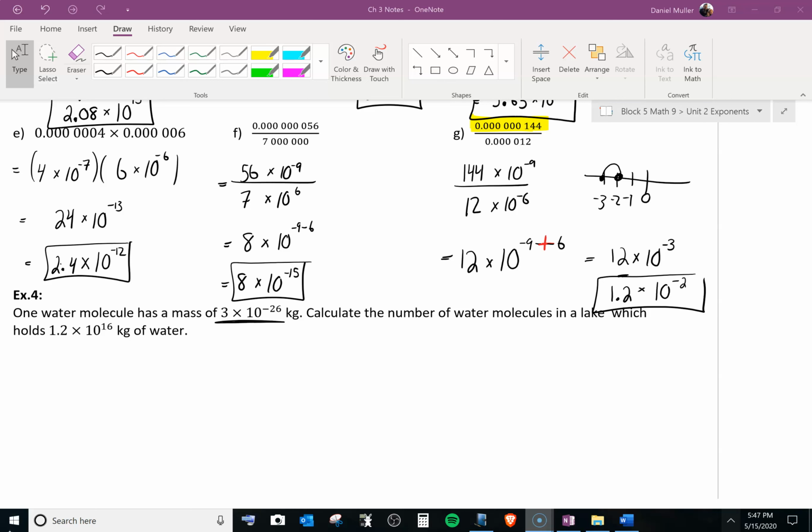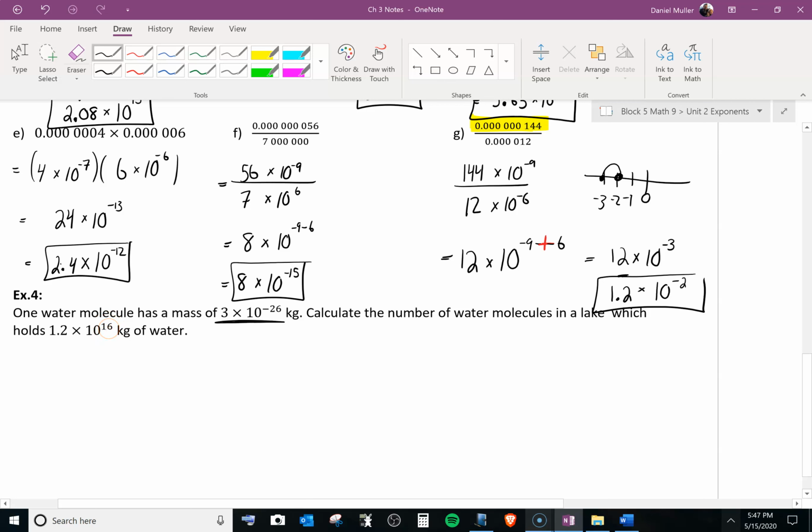One water molecule weighs this much, has this much mass. This is actually a really, really small number because it has a really, really large negative exponent here. So it has a mass that's incredibly small. And we've got a lake. And this lake is huge. It's massive. And because it's got 16, that's a much bigger number.